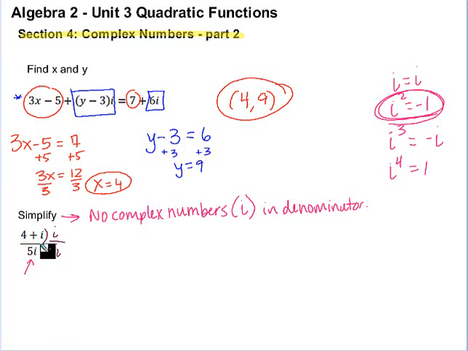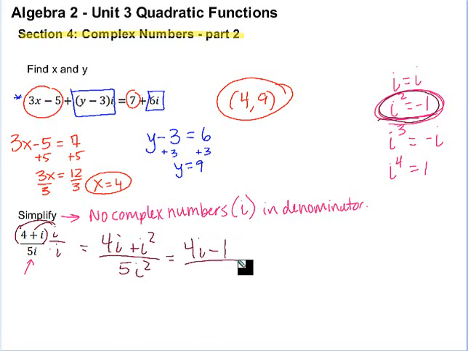So our numerator, we distribute the i throughout, so we would have 4i plus i squared. And in our denominator, we would have 5i squared. Now we know i squared is negative 1, so we're going to replace our i squareds with negative 1. This would leave us with 4i minus 1 over 5 times negative 1. And 5 times negative 1 we know is just negative 5.